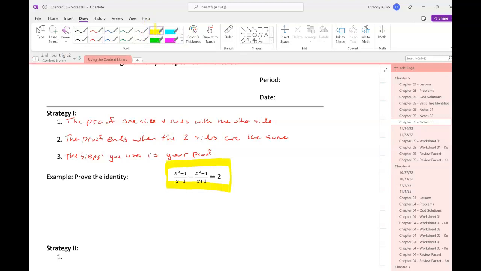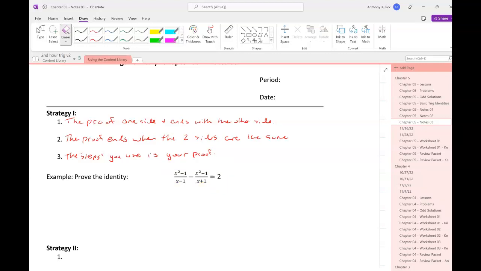Now, this first one that we're going to do doesn't involve any trigonometry. We're just going to do a simplified version of this that is all algebra, no trigonometry in this first example. But this would be an example of something to prove, just two things that are equal to each other. Now, the idea is that I want to take one side and turn it into the other side. And the work that I use to do that is my proof.